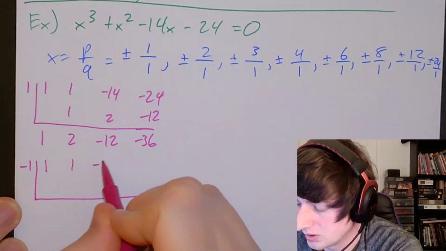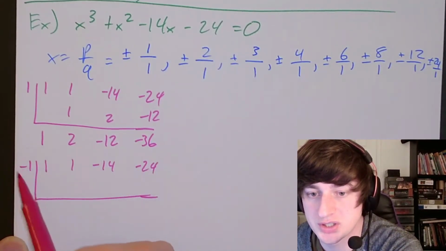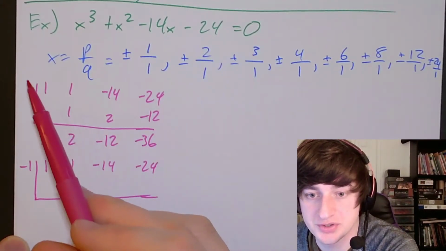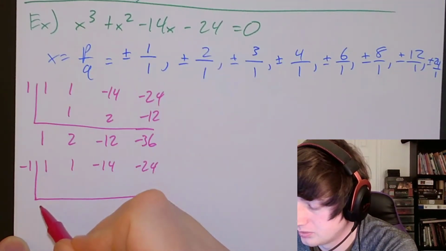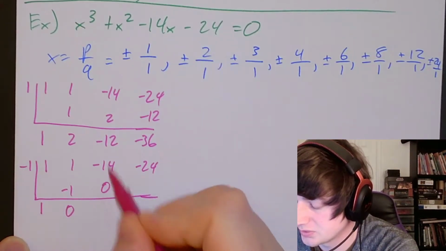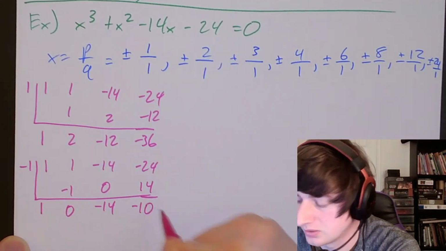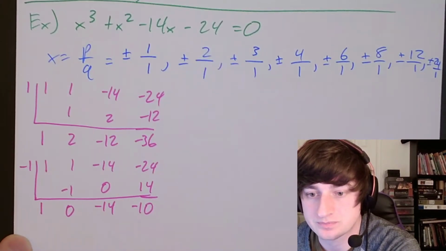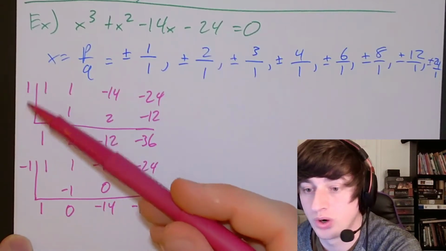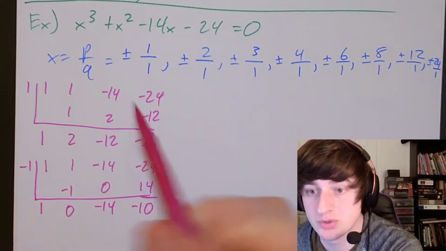1, 1, negative 14, negative 24. So it's the same setup for our synthetic division. The only thing we're changing is the number we're dividing by. We checked the positive version, so now we're going to check the negative version. 1, multiply, we get negative 1, add, we get 0, multiply, we get 0, negative 14, positive 14, we get a negative 10. Not 0, this has a remainder at the end, so our solutions are not 1 and negative 1. That's annoying. So then we just go to our next number.